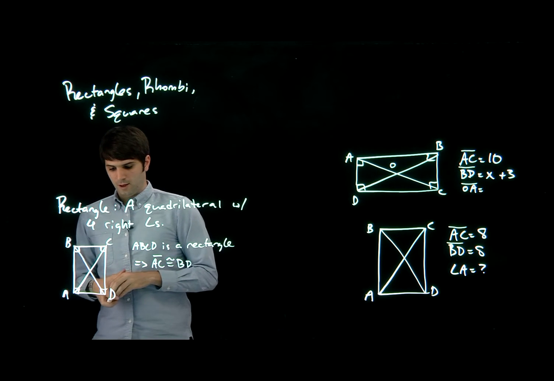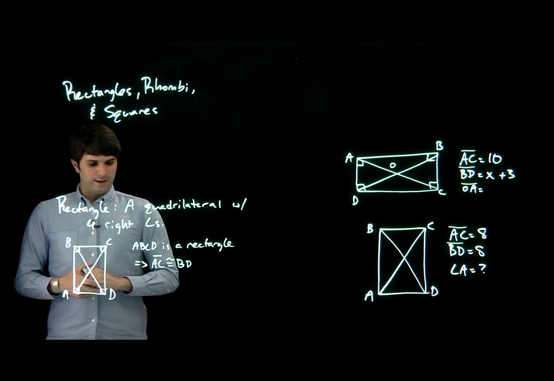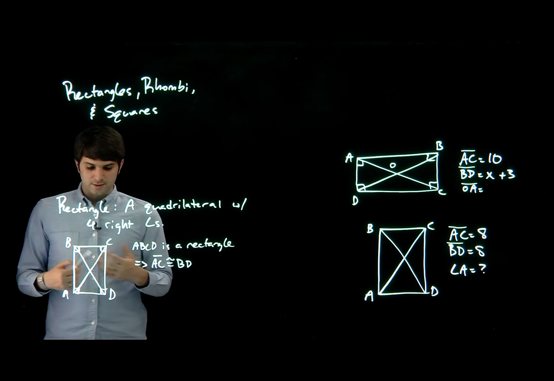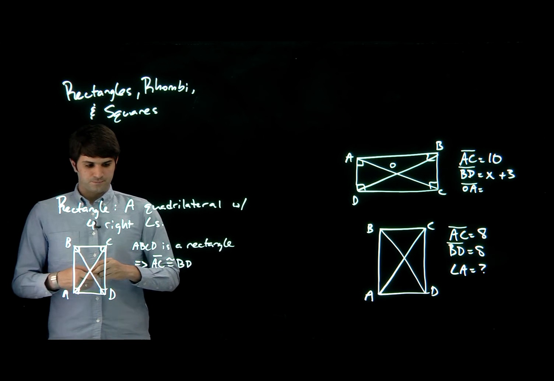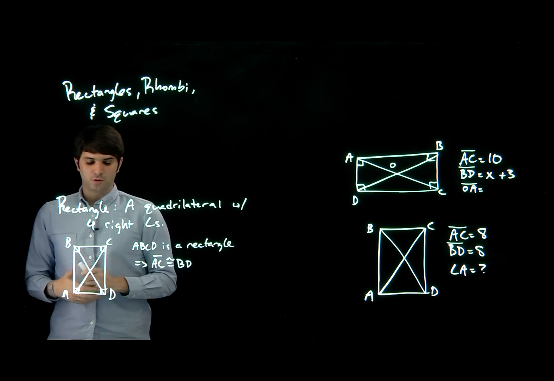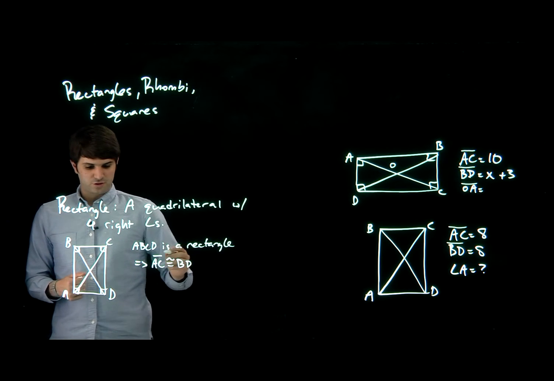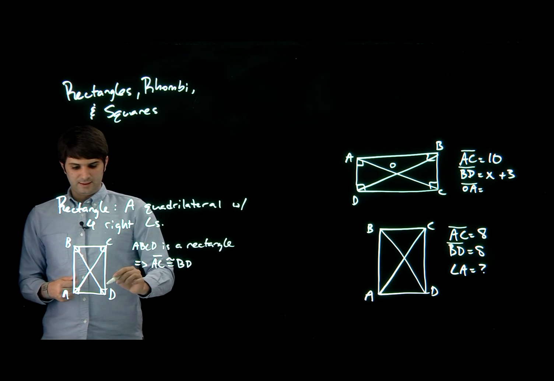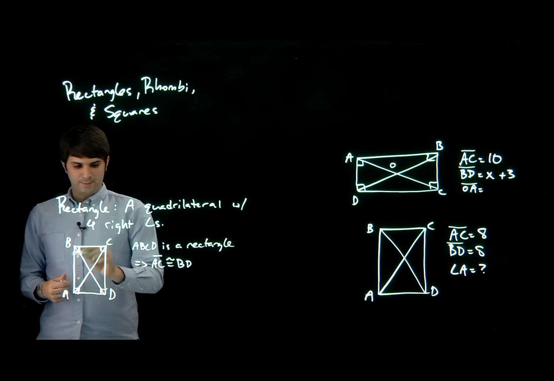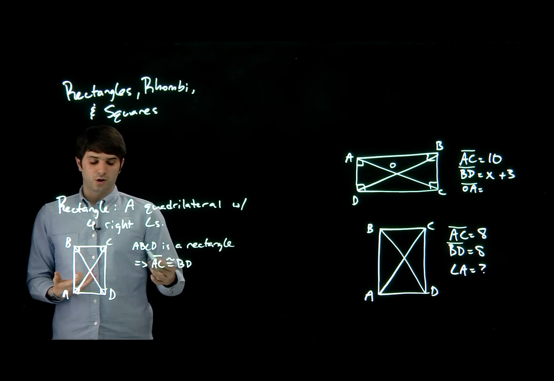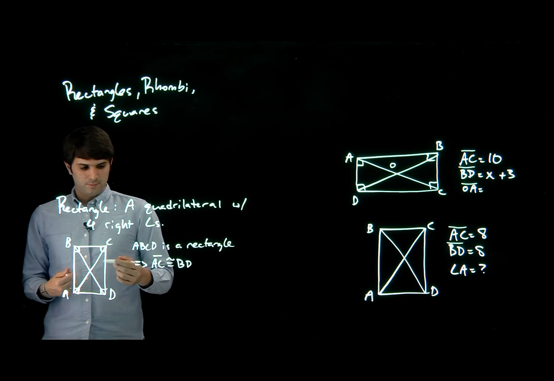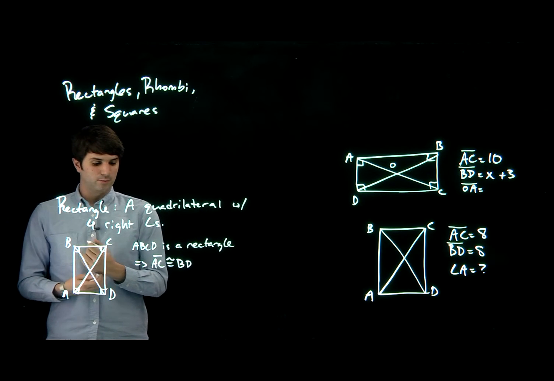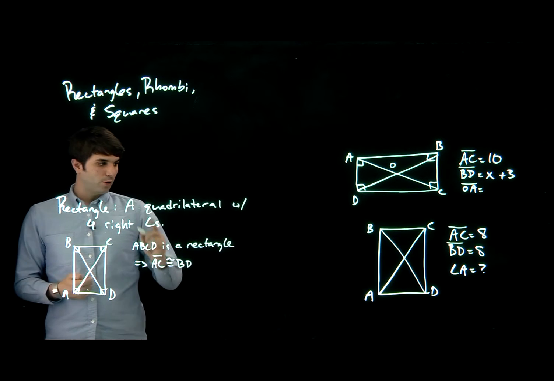And I just want to talk about why that is. Well, if this is a rectangle and you divide this up, you'll have congruent triangles, because triangle ACD is congruent to triangle CAB. So these triangles are congruent by SAS or by many of the congruence theorems. So this is true.